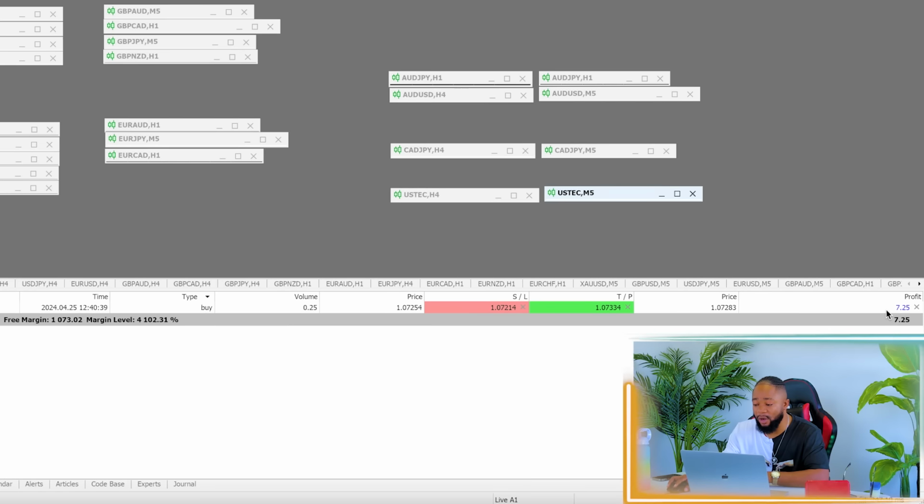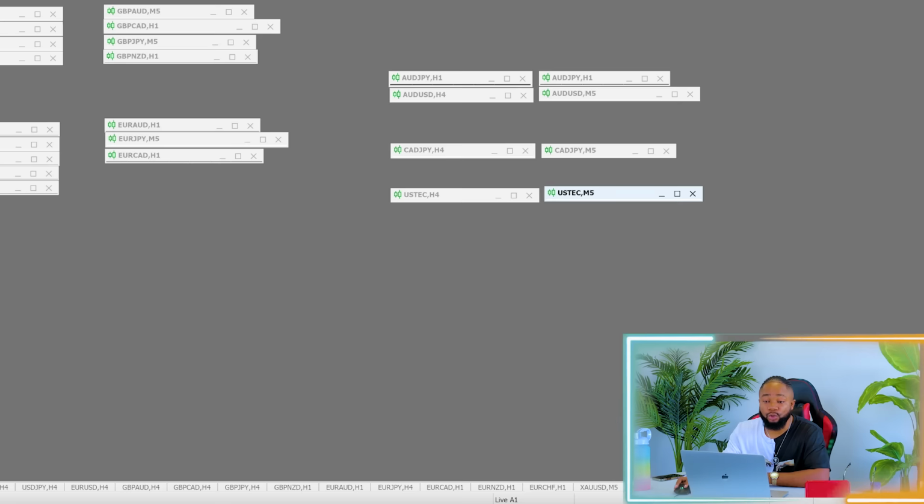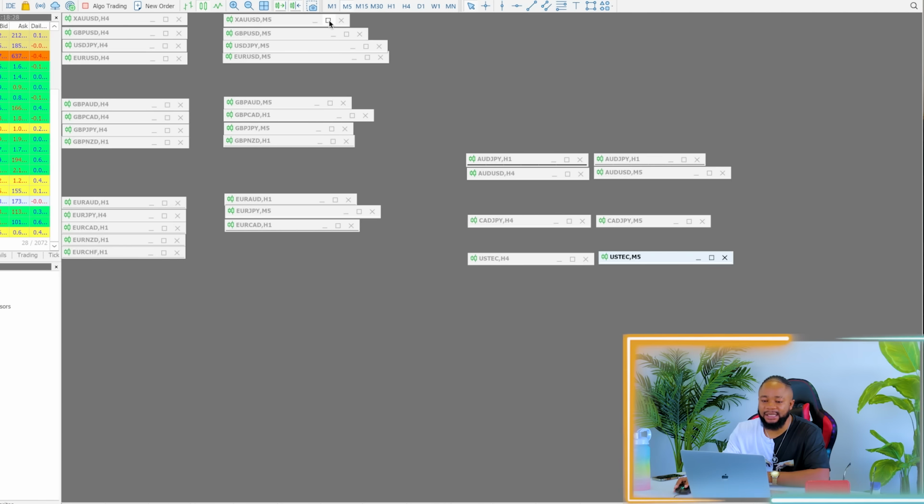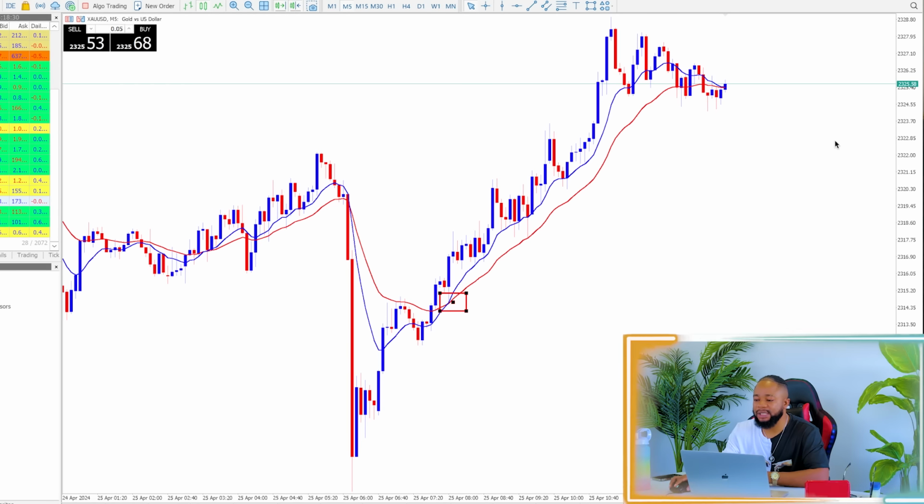And from the look of things, TP is almost hit and it's going to be a winner as well. So let's close this now. And then we go through the trade one by one just so we can see what happened. And then we'll also see if it is time for us to take a trade, right?